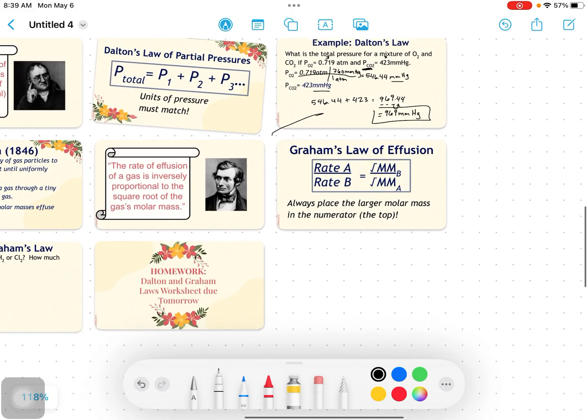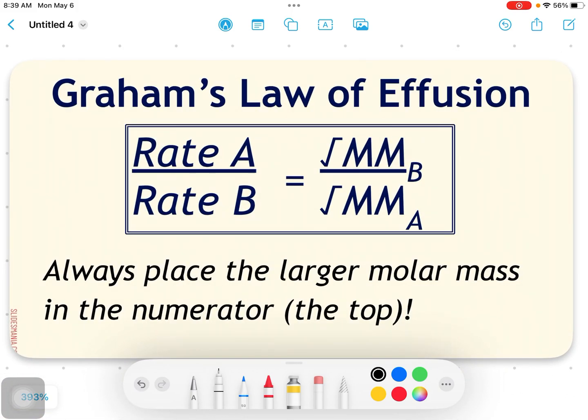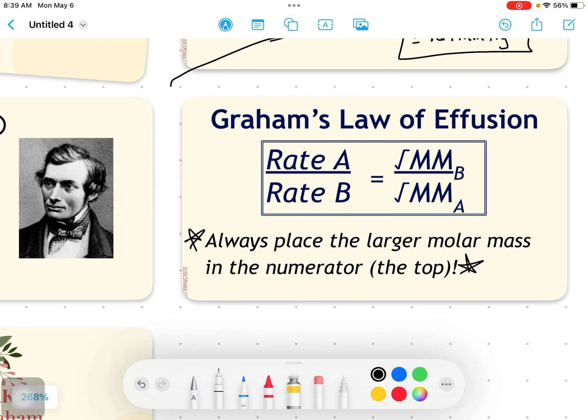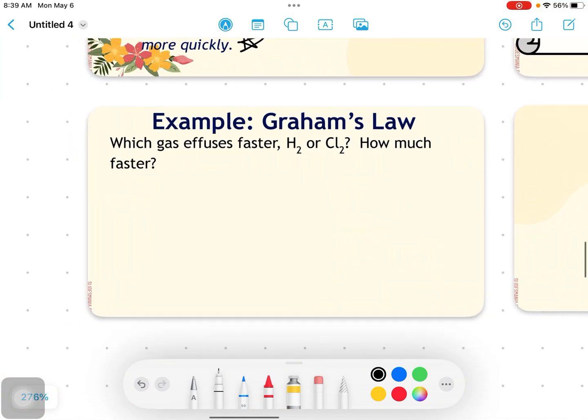Here is Graham's law. Rate A over rate B equals the square root of the molar mass of B over the square root of the molar mass of A. The main thing, again, star, highlight, whatever you've got to do: the bigger molar mass is always going to be on top, every single time. So always place the larger molar mass as the numerator. Again, numerator is the top of a fraction, so that you're always going to get a positive number. Otherwise, if you do it the other way, it won't work out correctly. So bigger number on top, smaller number on the bottom when you're solving for molar mass.